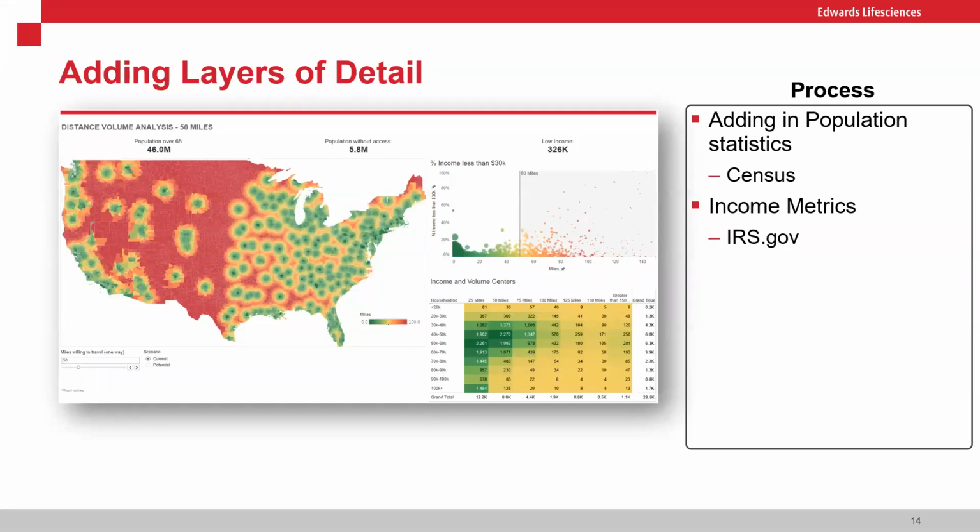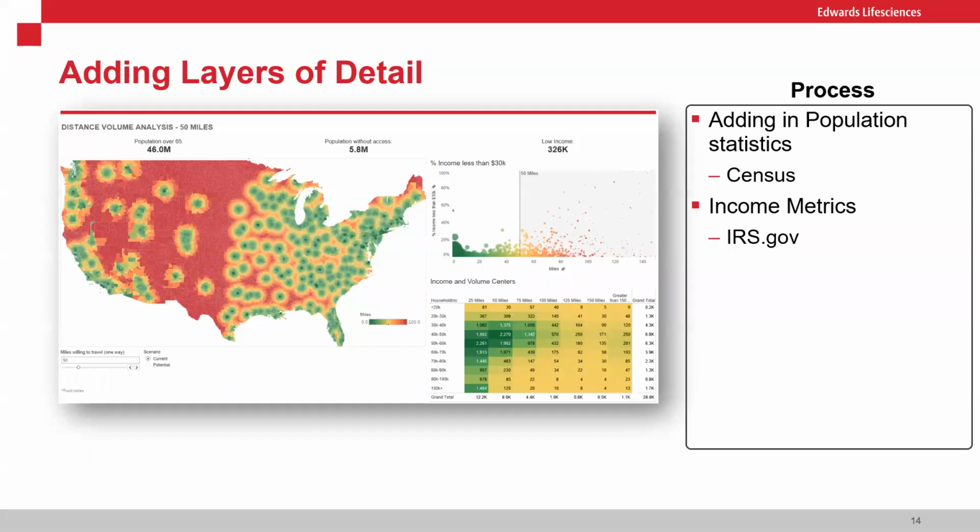It allows us to quickly look and go, okay, how many people are over 65 in the US, which is mainly who this valve they're reviewing is treating. So how many of the population, if they're only willing to drive 50 miles, wouldn't have access? And how many of those are low income? And then we can start to play with some other metrics.